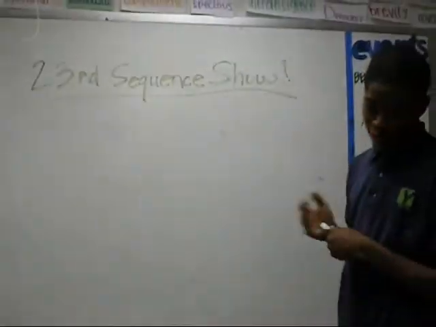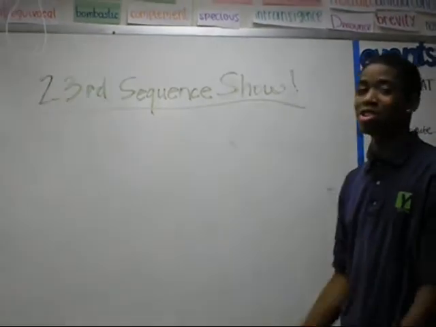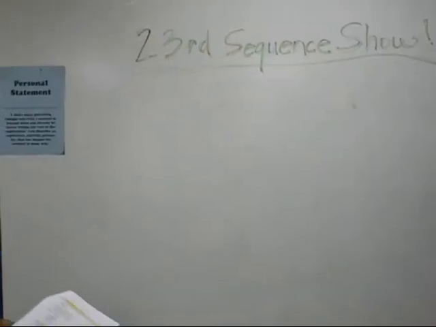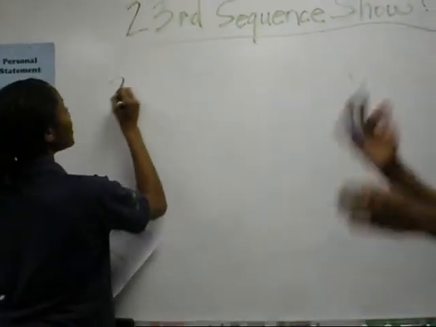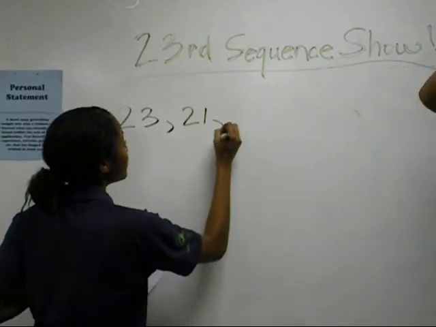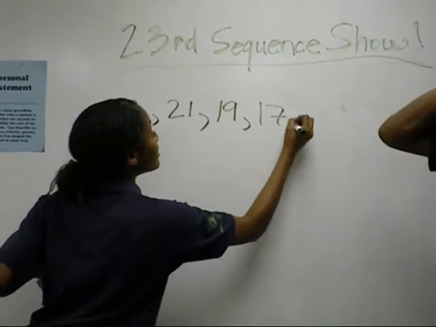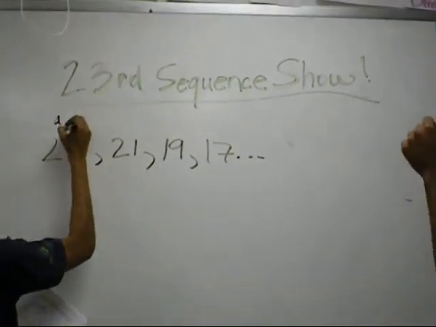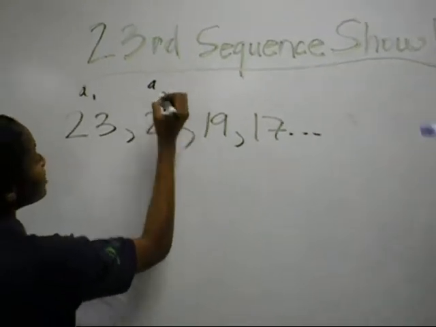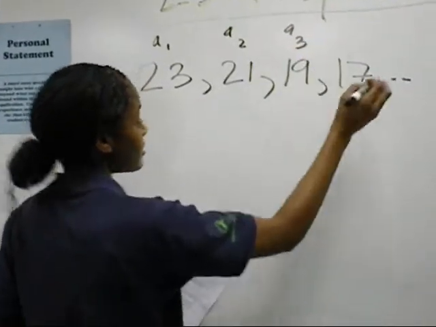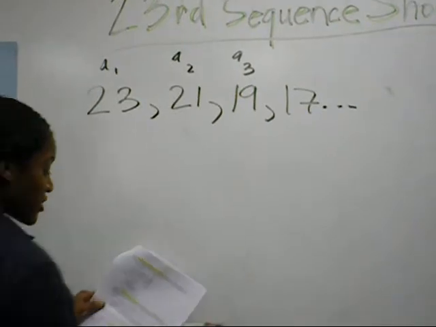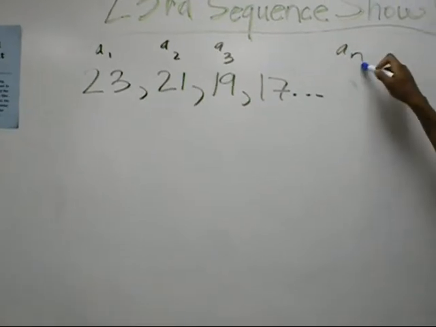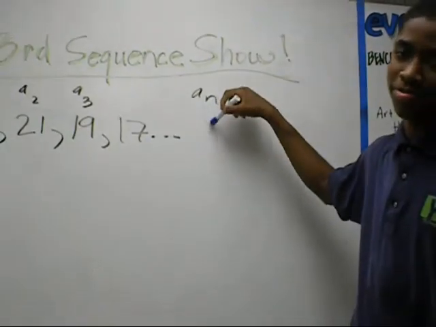And now, time for the fun part: finding the expressions used to generate the terms of a sequence. For any given sequence, like this one, 23, 21, 19, 17, and so on, the first term is A1, the second is A2, the third A3, and so on. The next term in the sequence will be AN. N stands for any number.